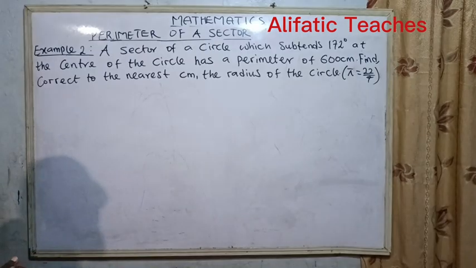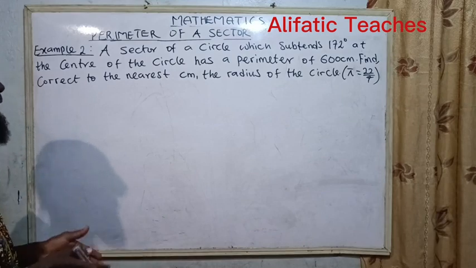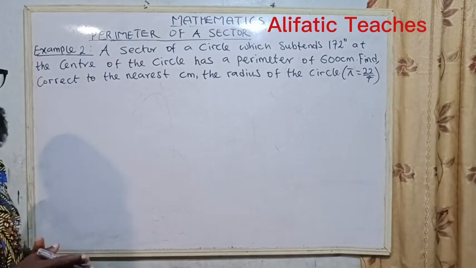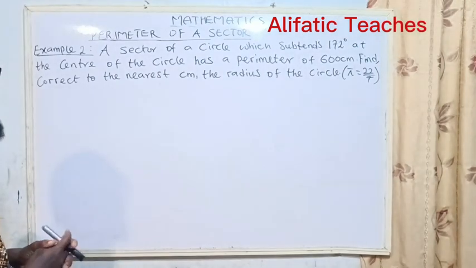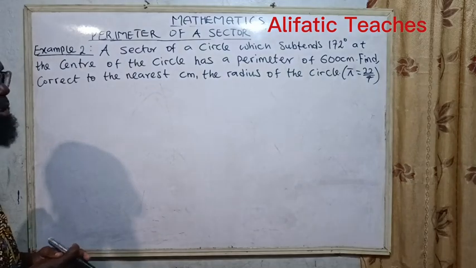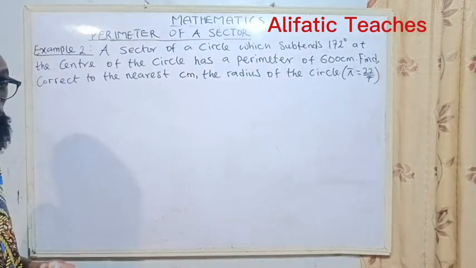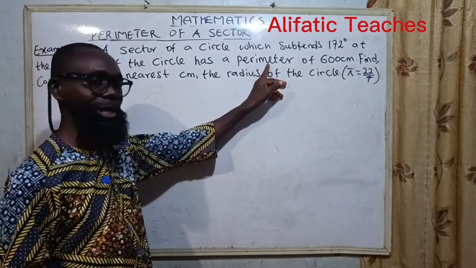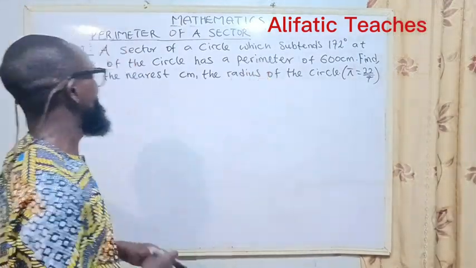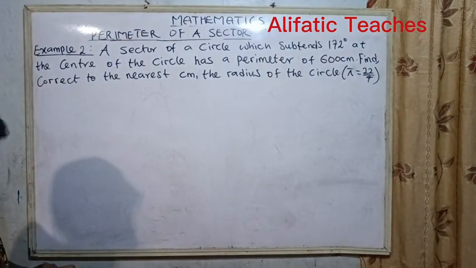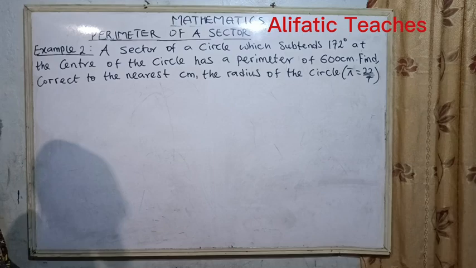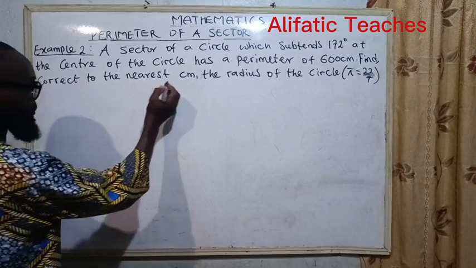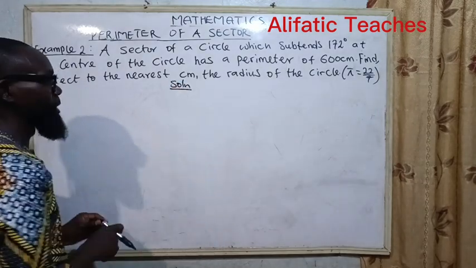Example 2. A sector of a circle which subtends 172 degrees at the center of the circle has a perimeter of 600 centimeters. Find, correct to the nearest centimeter, the radius of the circle. How do we know the formula to use? They have mentioned something. They said given a perimeter. Perimeter of what? Of a circle. And we have been told it's a sector of that circle. So the perimeter of a sector is what we are going to be using in this case.